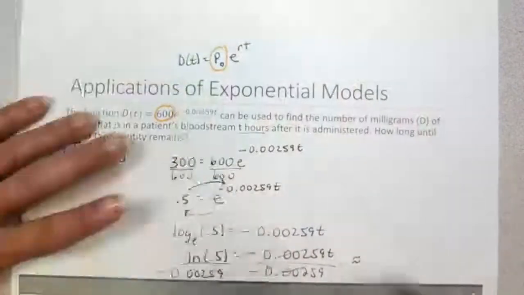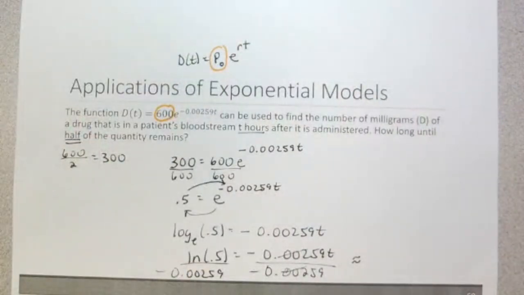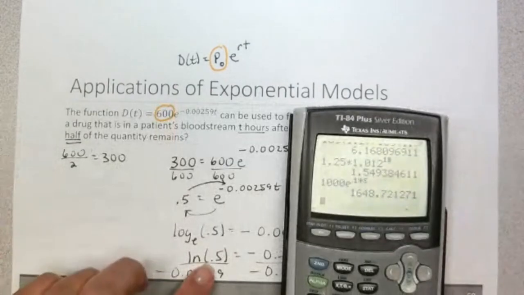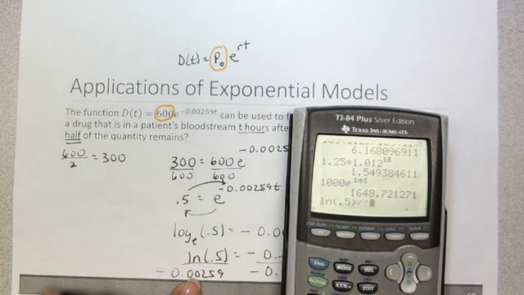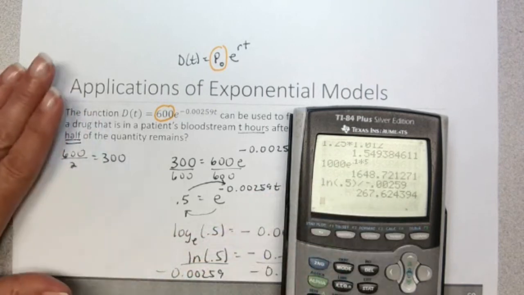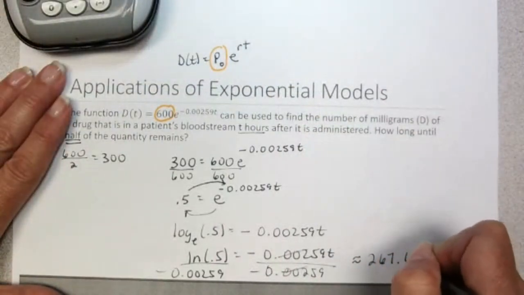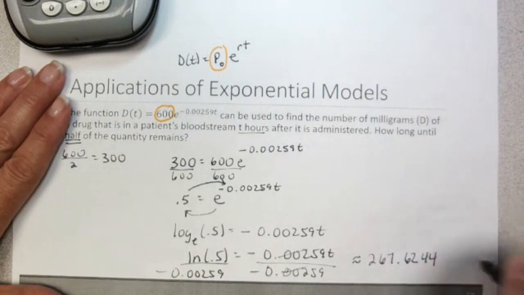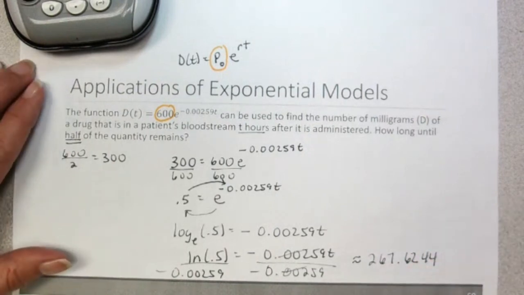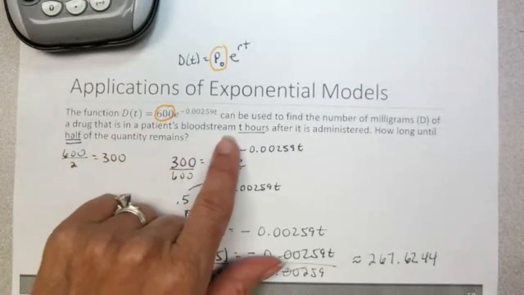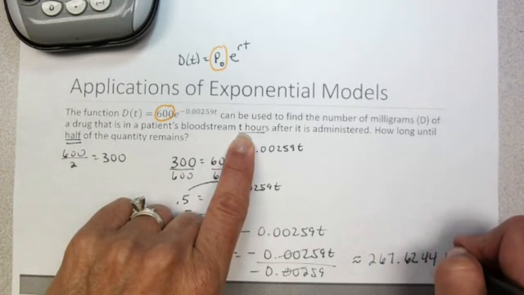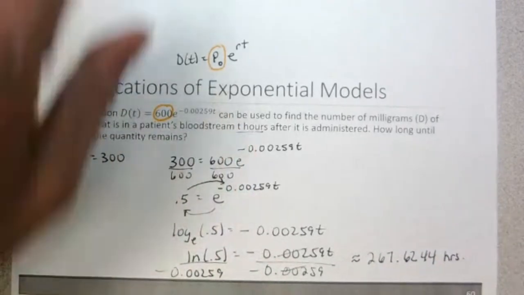Let's put it in the calculator though, because that doesn't tell me anything about how long this is. Let's see what that approximate answer is. Natural log of 0.5 divided by negative 0.00259, and it's 267.6244. So what are we measuring? What is our t here in? It's hours. So that's 267.6244 hours after the drug was administered.